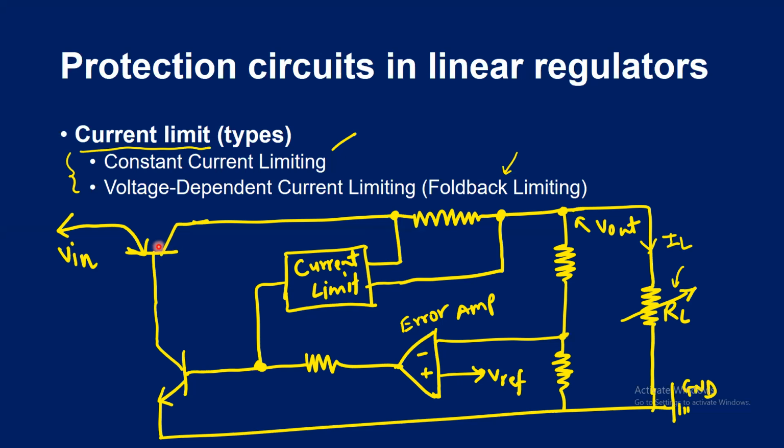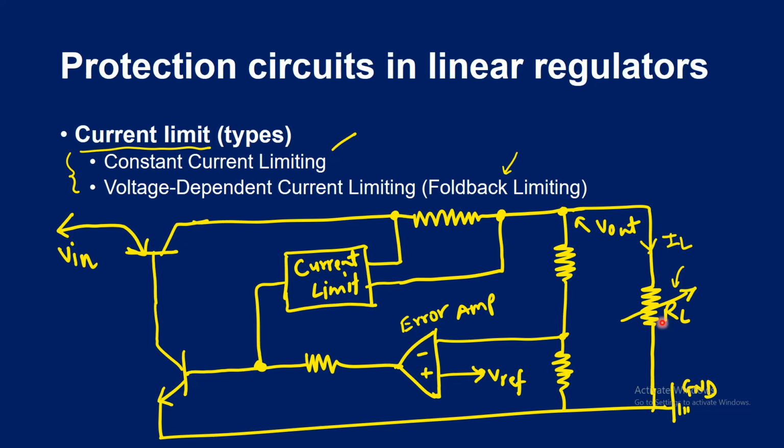To prevent this occurrence, the current limiting circuit will cut down the drive to this pass transistor. As I said, it will sink all the current coming from this end, the output voltage delivered by the voltage amplifier. It will take off all the current so that the maximum safe current level will not be exceeded. It will ensure that situation.